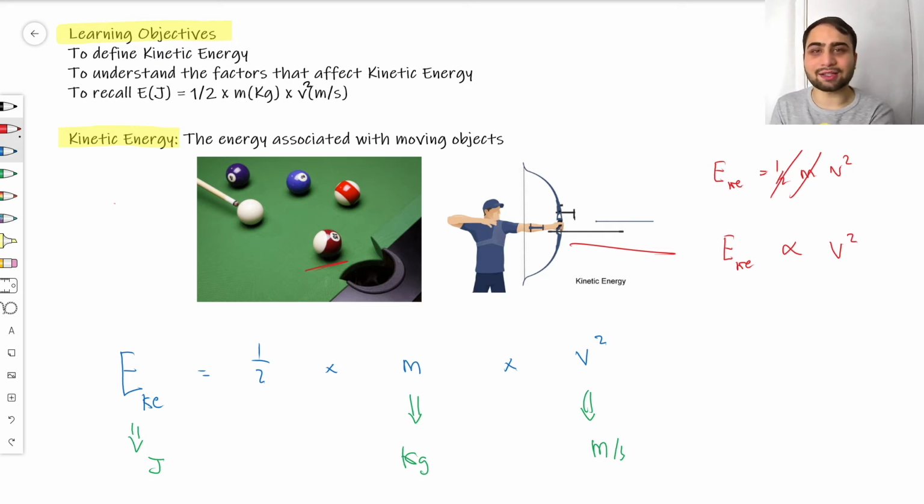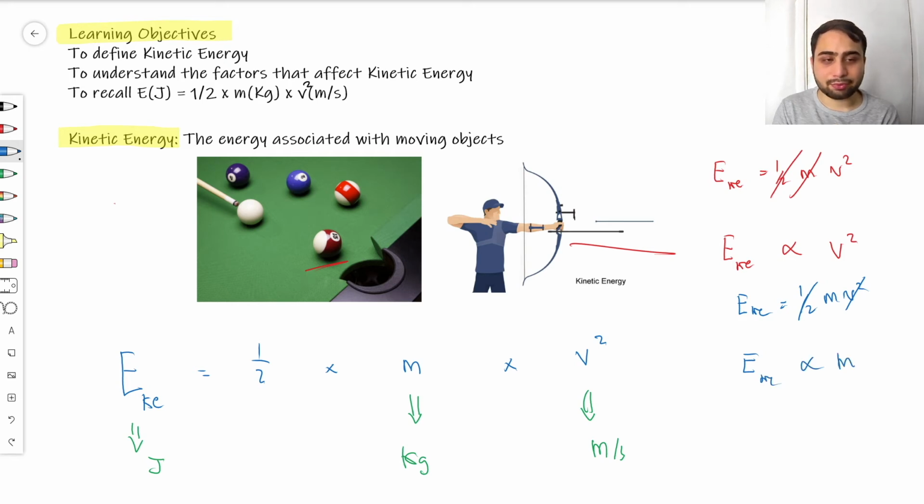Now let's have a look at energy and mass. Okay, now we assume velocity is constant, so let's get rid of that. Now we can see that energy is directly proportional to mass. So if we were to double the mass of an object, we double the kinetic energy.